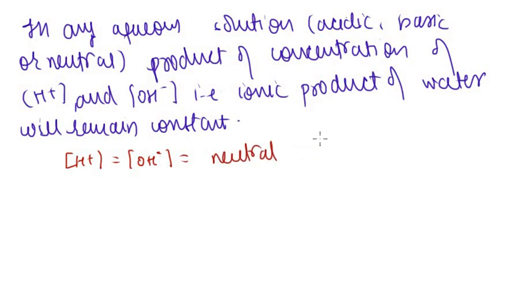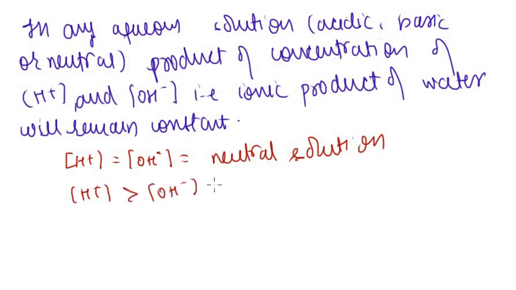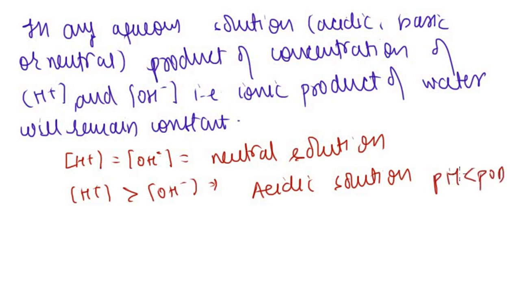Now whenever we increase the concentration of H plus, the concentration of OH negative will be less. That is called an acidic solution. Here pH is less than pOH. pOH will be more and pH will be less, but the summation of both of them will be constant, because it depends only on temperature.